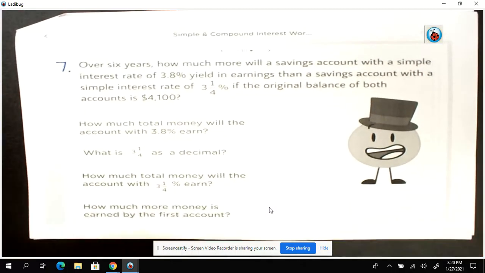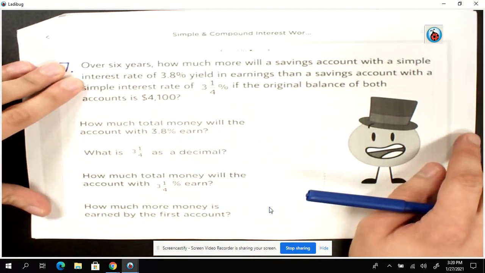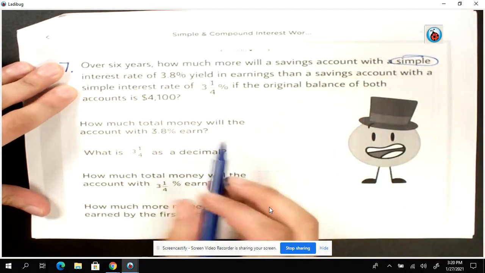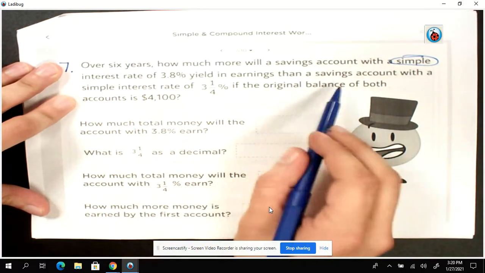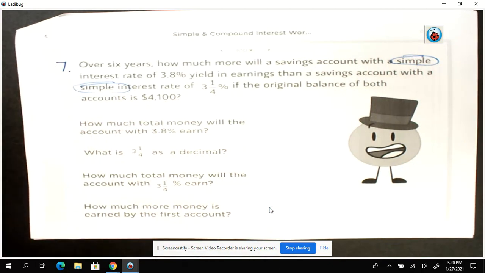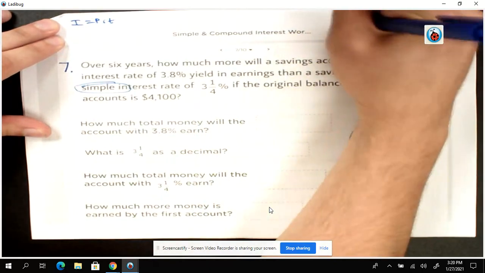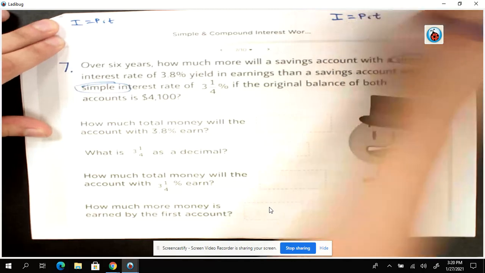All right, number 7. Over 6 years, how much more will a savings account with simple interest earn? Okay, simple interest, 3.8% yield. So we're going to have two separate scenarios this time. Both of them are simple, so I'll set up one over here, I equals PRT, and one over here, I equals PRT.